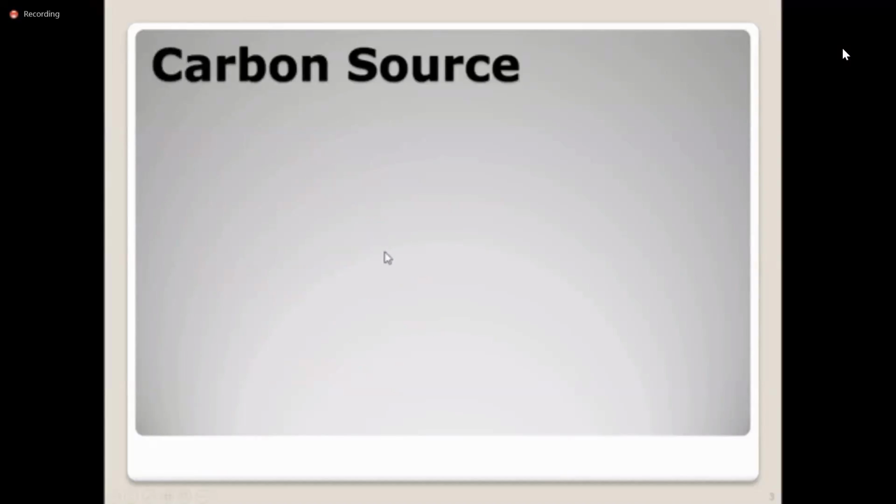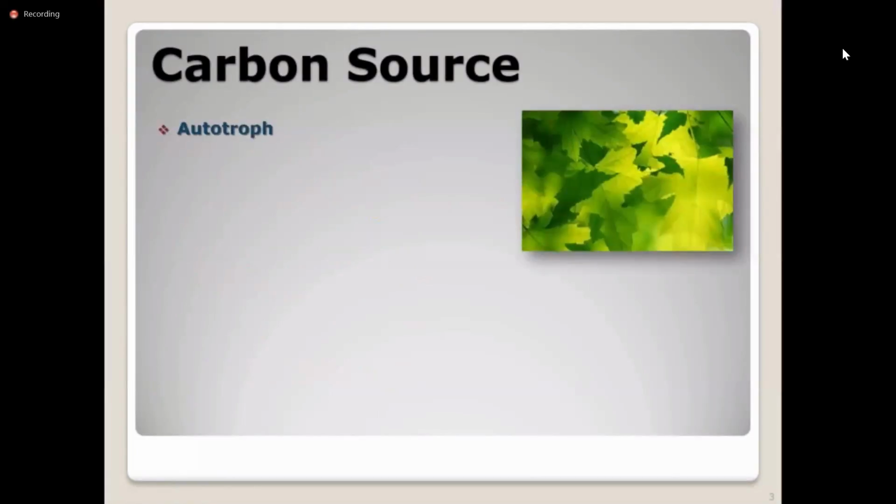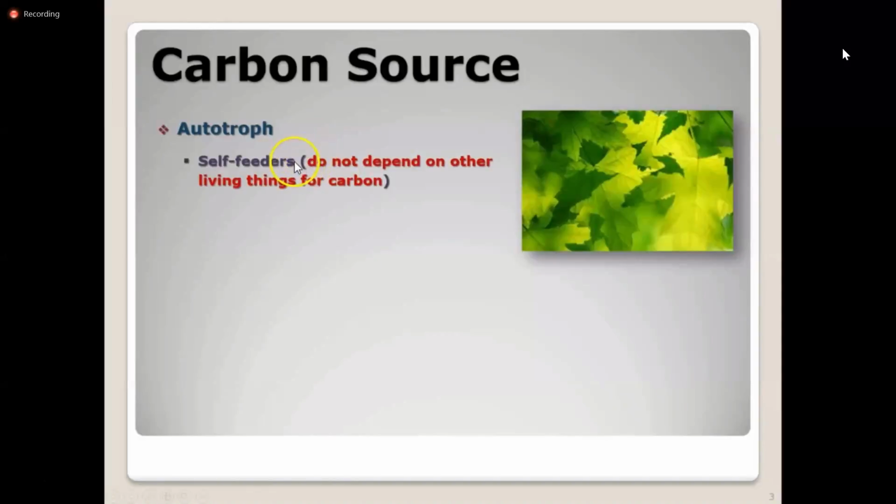We can also classify organisms by what their carbon source is. An example being, we have something that's called an autotroph, and they can be referred to as self-feeders. The word auto oftentimes means self in Latin. And what that means is they're not depending on anything living for carbon. They're getting their carbon from something like carbon dioxide, or other inorganic molecules that contain carbon.